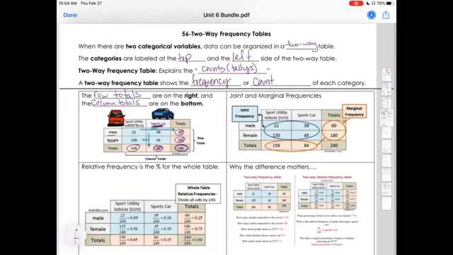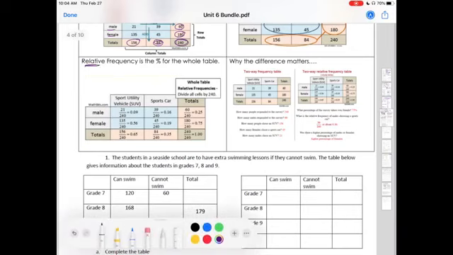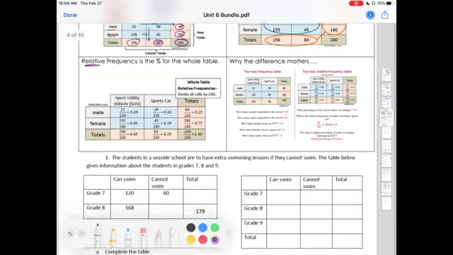Then we have joint frequency versus marginal frequency. Joint is on the inside, and marginal is on the sides, the totals. Joint has to have two things, where they connect. Then relative frequency is the percent for the whole table. So if I'm talking about relative frequency, I'm taking everything and dividing it by my total.